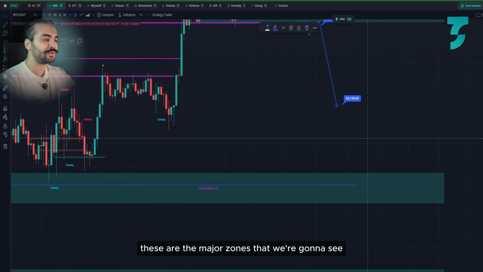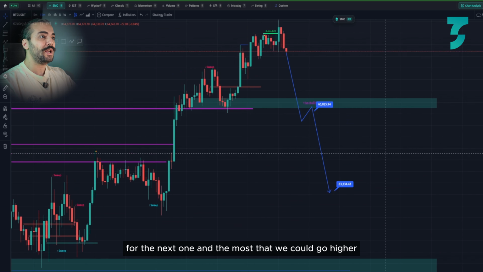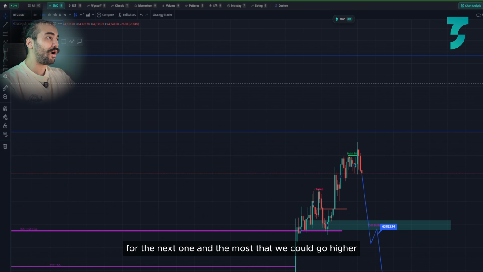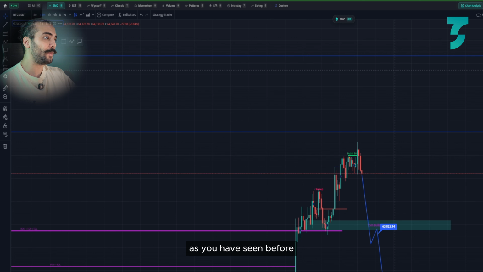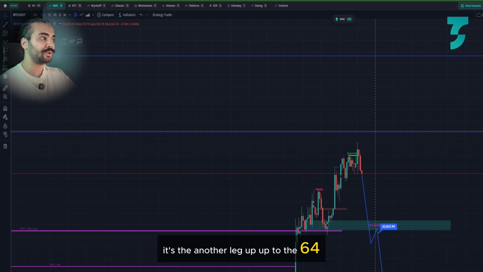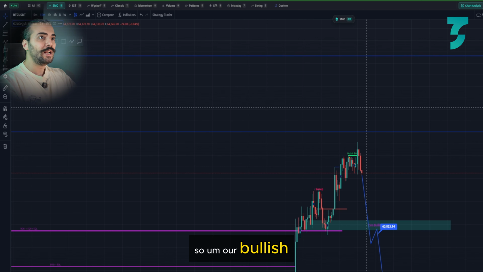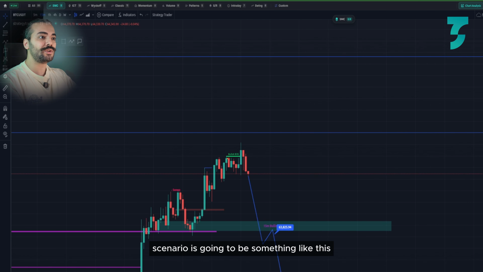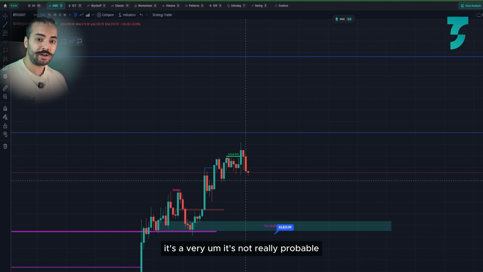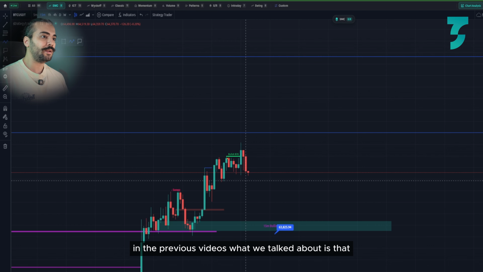So these are the major zones that we're gonna see for the next one. And the most that we could go higher, as you have seen before, is another leg up to 64,700 or 65,360. So our bullish scenario is going to be something like this. If we wanna go up, which is, as I said, not really probable, and we've already talked about it even in previous sessions, in the previous videos.